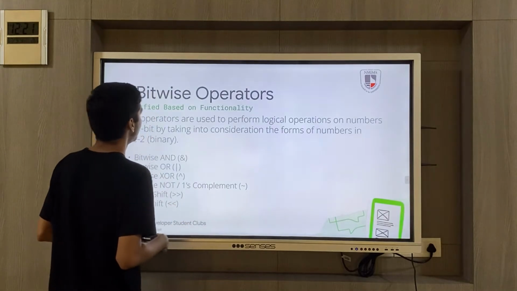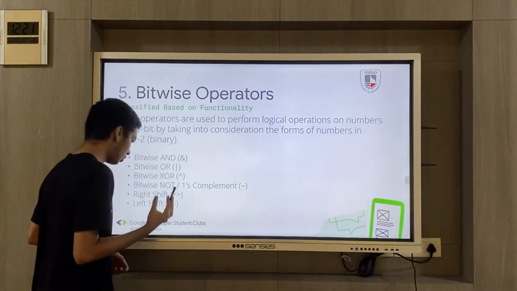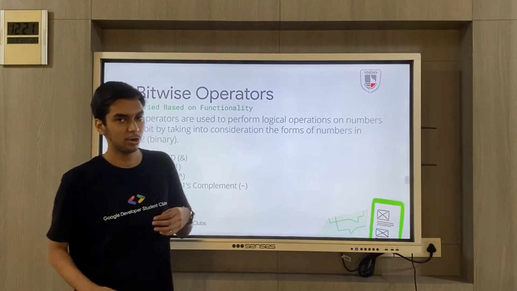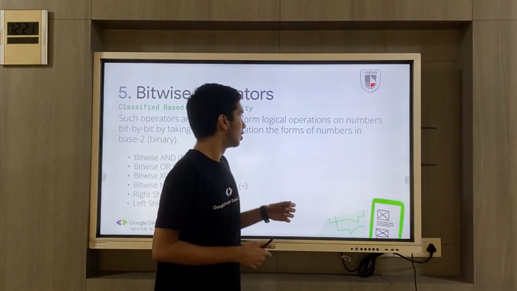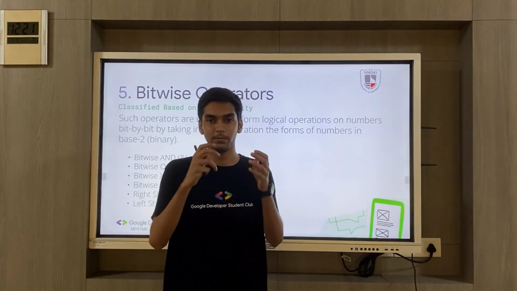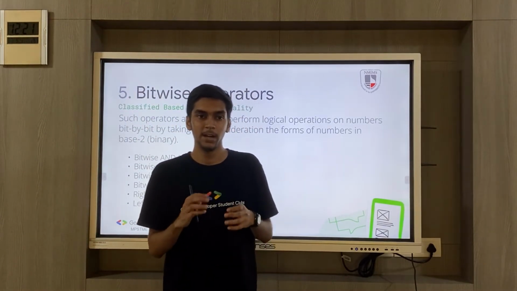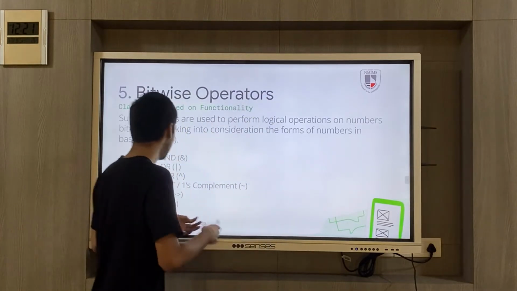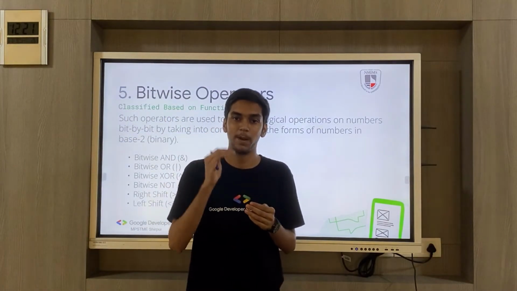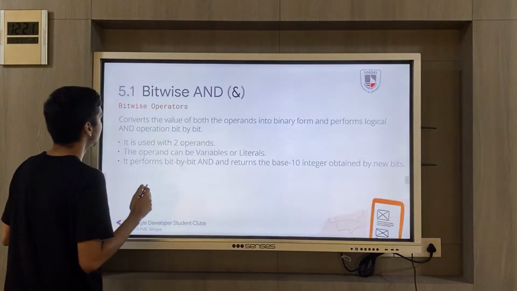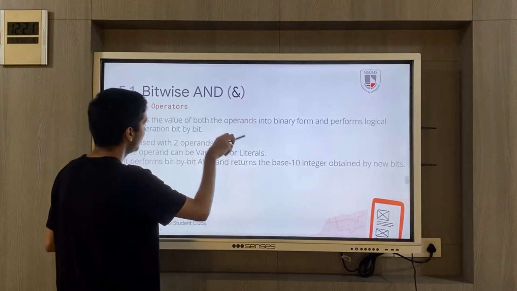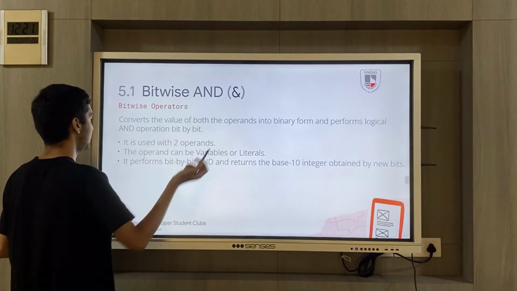After this, bitwise operators. We saw the logical operators, which work on 2 operands. Bitwise operators also work on 2 numbers, but they convert the numbers into binary form and then perform logical operations like AND, OR, XOR and NOT. They work on the numbers bit by bit. So let's go to bitwise AND. In bitwise AND, it converts the values of both operands into binary form and then performs logical AND bit by bit.